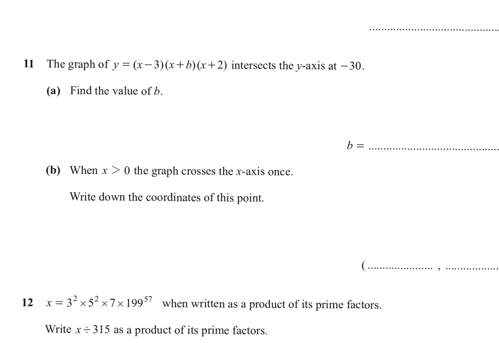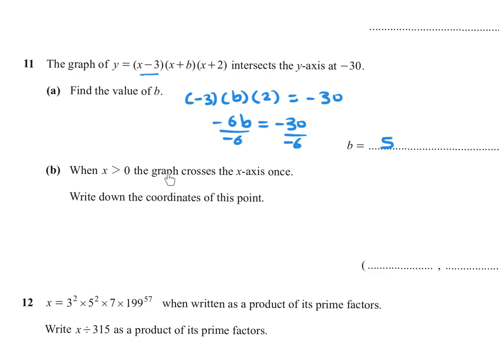Number 11a, the graph y equals (x minus 3) times (x plus b) times (x plus 2) intersects the y-axis at negative 30. Find the value of b. To find the intersection with the y-axis, put x equal 0. So (0 minus 3) times (0 plus b) times (0 plus 2) equals negative 30. 0 minus 3 is negative 3. 0 plus b is b. 0 plus 2 is 2. Negative 3 times 2 is negative 6, so negative 6b equals negative 30. Divide by negative 6, so b equals 5.